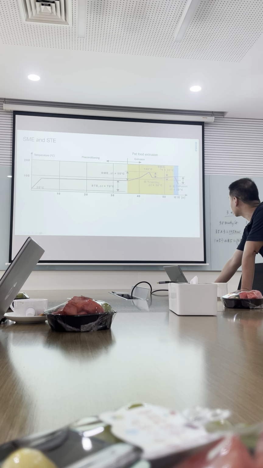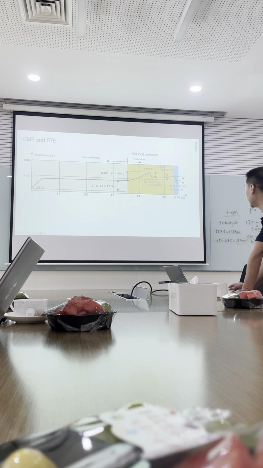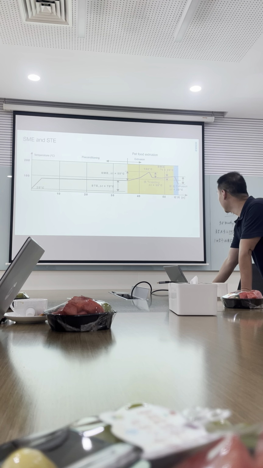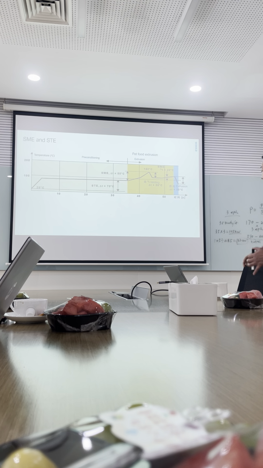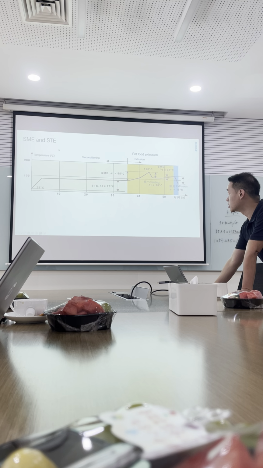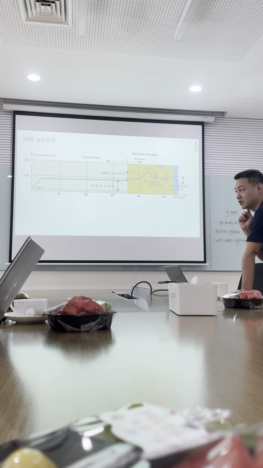And here you can see if we want to control the bulk density, we need to control the SME and STE. That is, we talk about the driving force, because for driving force we measure 2 points. One is pressure, and the other is temperature, right? And for the temperature, we need to control the SME and STE, right? This is easy to understand.